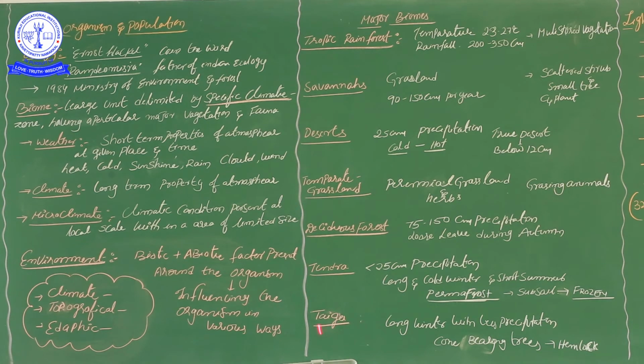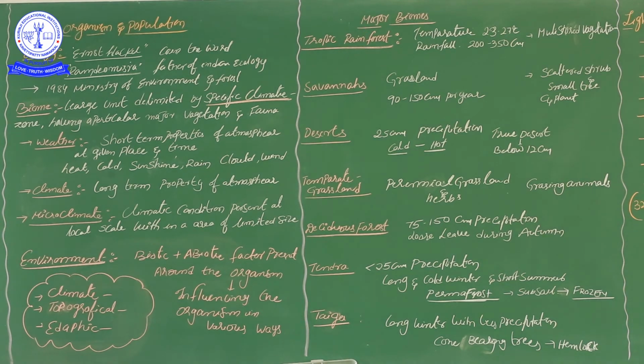Then the next one, taigas. Taigas have a long winter with very little precipitation. Compared with tundras, taigas have very little precipitation. In these places also there are different types of plants, because the leaves are modified into spines. Cone-bearing trees, for example hemlock-like plants, we can see in the major taigas. These are the major types of biomes.